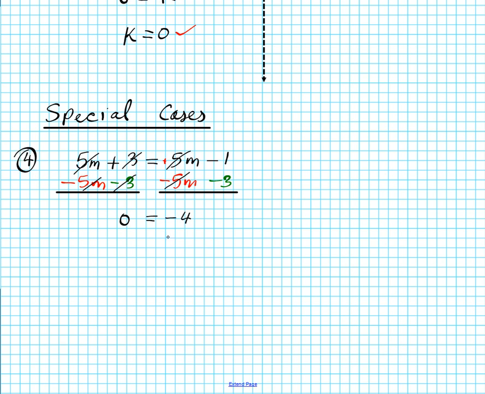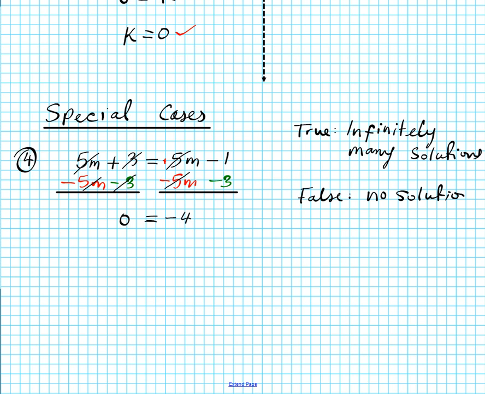Wow, this is a problem. You know why? Because the variables are gone. So this is the case. This is the deal right here. Anytime your variables disappear, you ask yourself, is my result true or false? If the statement is true, your answer will be classified as being infinitely many solutions. That's what you say. If your statement is false, you simply say no solution. All right, that's what you say.